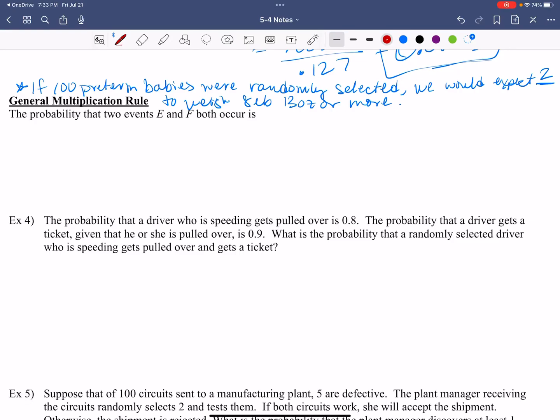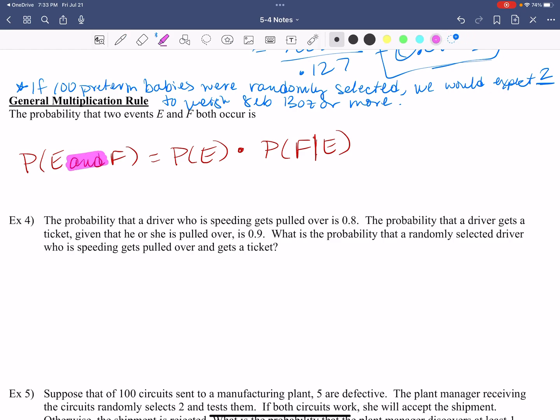All right, so we've talked about conditional. We've talked about the multiplication rule. Now let's talk about a general multiplication rule because these go together. The probability that two events E and F both occur is the probability of E and F, which is equal to the probability of E times the probability of F given E. All right? Don't get too crazy about this.